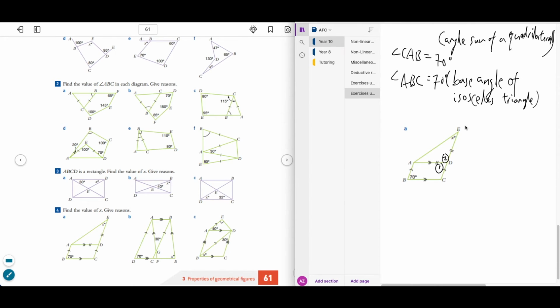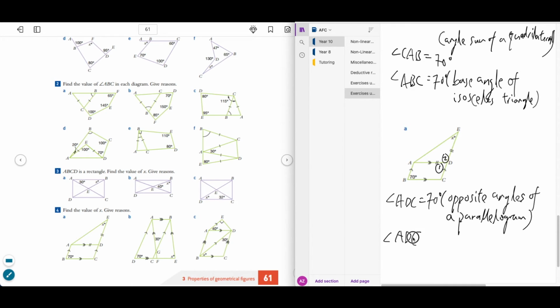Right, so let's do it. We can say that angle ADC is equal to 70 degrees, opposite angles of a parallelogram. And then we can say angle ADE equals 110 degrees. And the reason for this, if you want to write the shortest reason, is supplementary angles, because supplementary angles means angles that add up to 180 degrees on a straight line. Oops, forgot to write the angles.